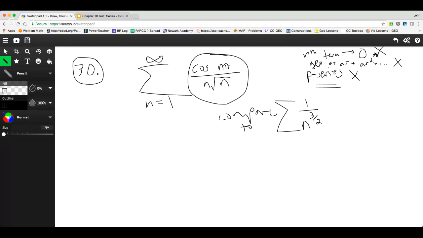And by compare, I'm going to use the limit comparison test, where you actually take the limit of the two series divided. Since their end behaviors are close, I actually expect this limit to be a constant, which would mean they both do the same thing. But to be sure, let's do it correctly. I'm going to take this first one and divide it by the second. We have cosine of n pi divided by n to the 3/2.